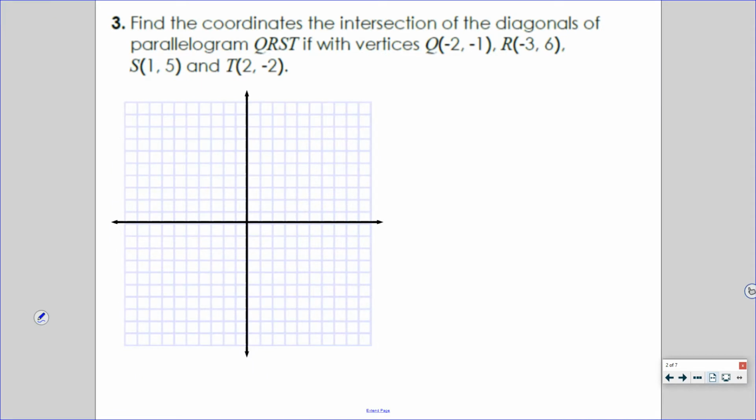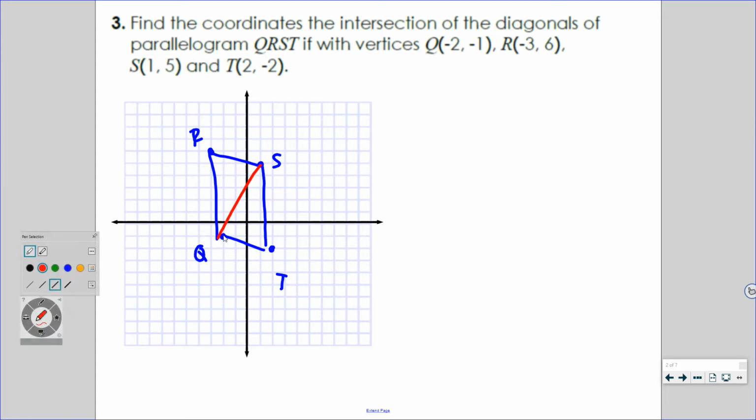Okay, I'm going to go ahead and plot this parallelogram. So they tell me QRST is a parallelogram, with vertices at (-2, -1), (-3, 6), (1, 5), and (2, -2). Okay, that was not my best drawing. What they want us to do is find the coordinates of where the diagonals intersect.